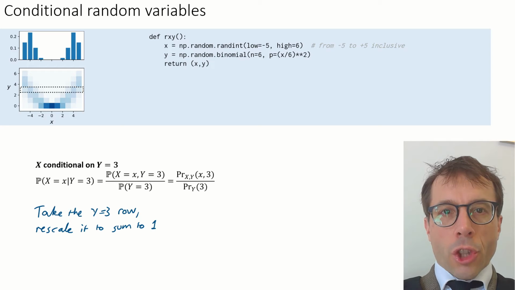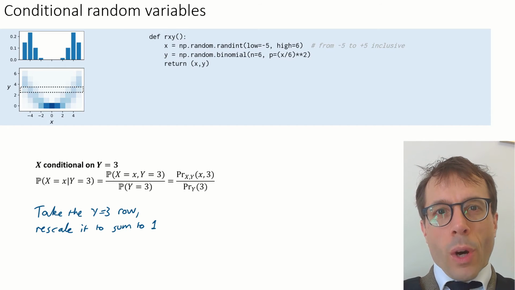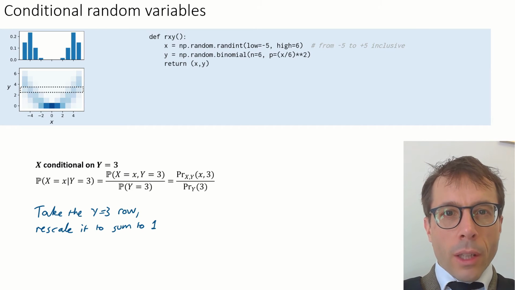In terms of the picture, if I want to plot this conditional probability as a function of x, which I've done in the top plot, this equation says take the whole of the y equals 3 row, scale it so it sums to 1, and the correct rescaling must be to divide by the marginal for y, because the marginal for y is the row sum. And then this gives us the probability of any specific x value conditional on y equals 3.